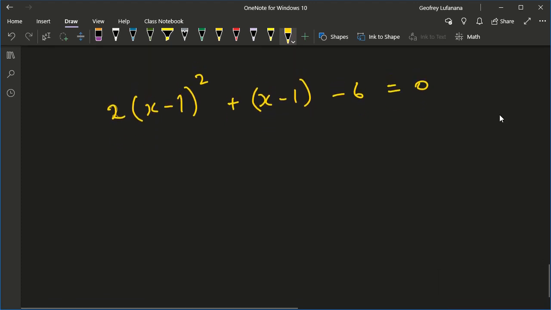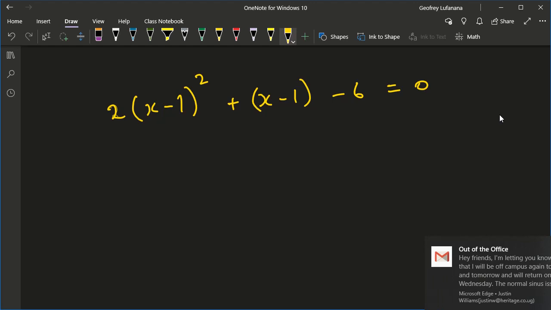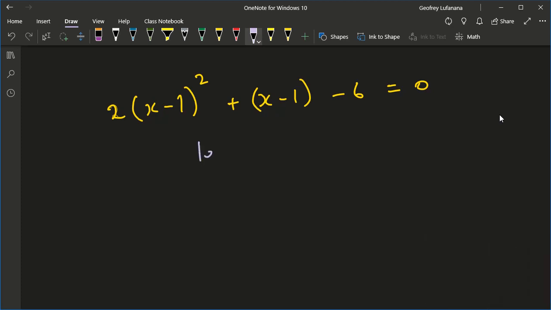But in this video, I want to show you a method that involves letting x minus 1 be something else. That's what I mean by changing the variable. For example, I can say, let my x minus 1 be equal to u. That means that where there is x minus 1, I'm going to put u, so that my equation is 2u squared plus u minus 6 equals 0.